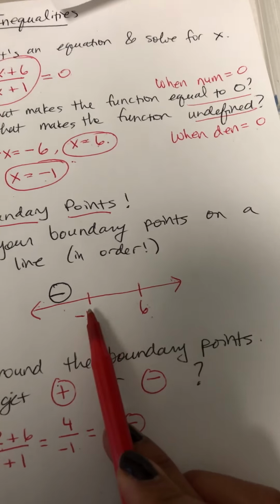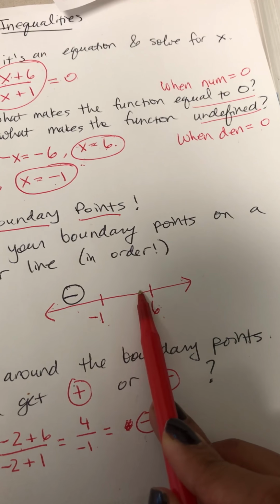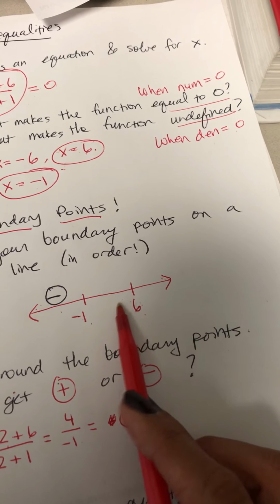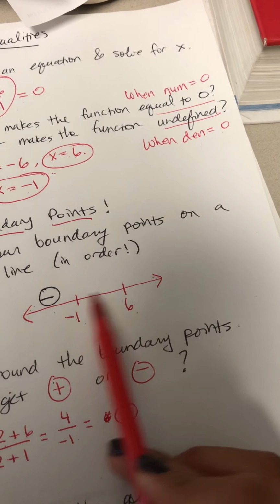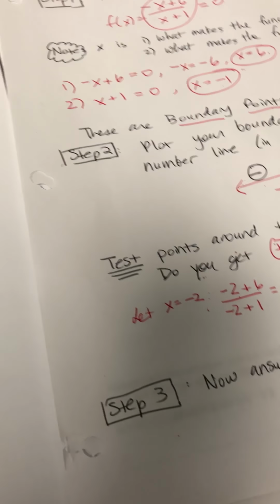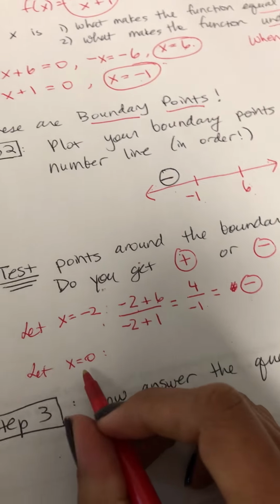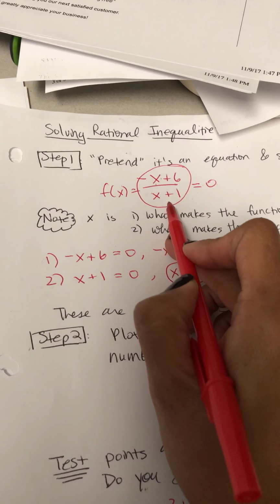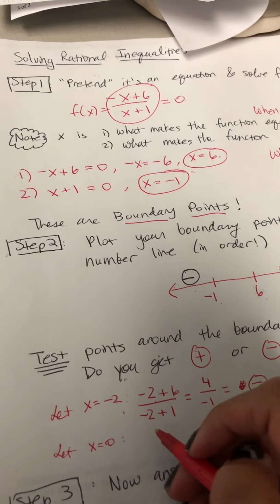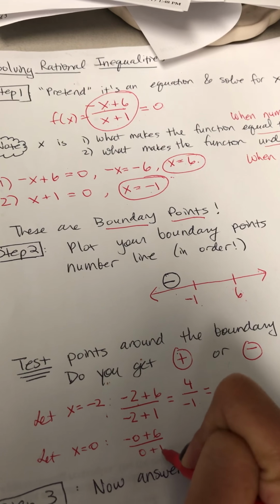All right, so let's pick a number between -1 and 6. So you can plug 0, 1, 2, 3, 4, 5. So work smarter, not harder. What's an easy number to pick? I like the number 0. So I'm going to let x equal 0, and I'm going to test this 0 and plug it back into the function. When I plug it back in there, I get -0 plus 6 over 0 plus 1.